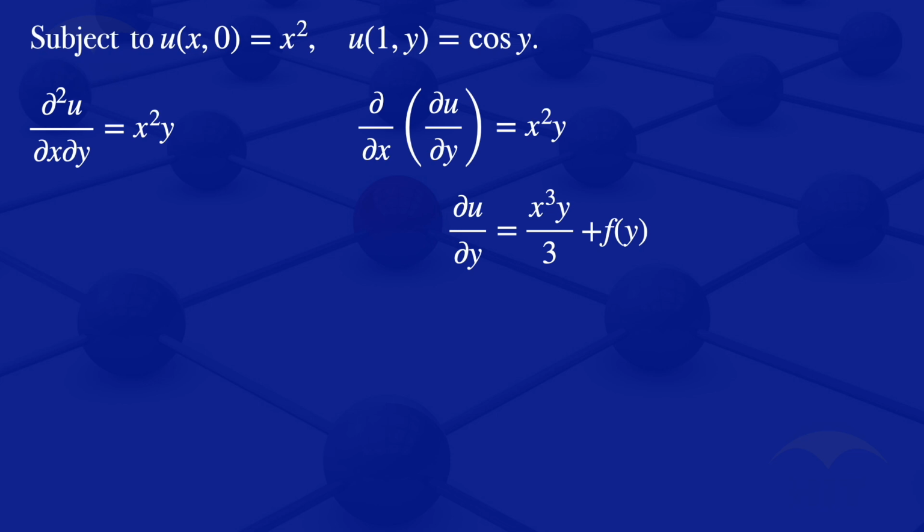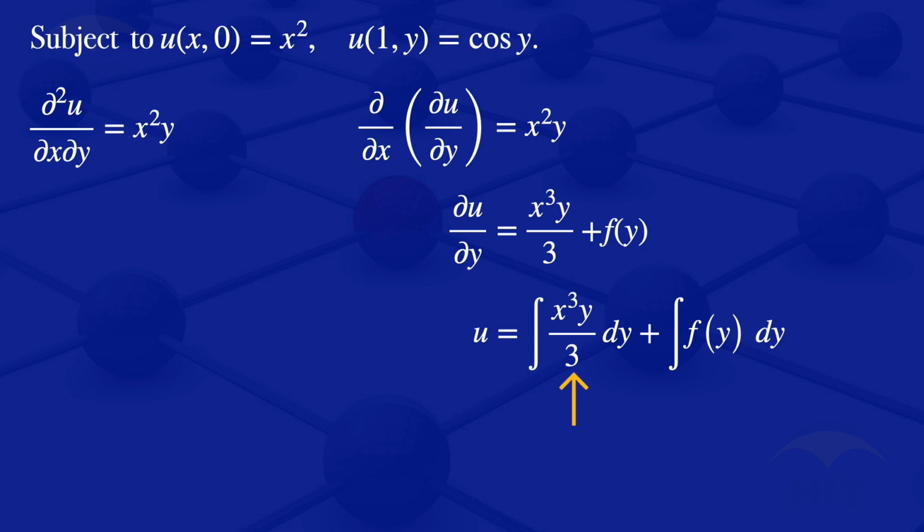Now when we are at this stage, we are having the partial derivative of u with respect to y. What we can do there is we can integrate both sides of this equation with respect to y so that we get a u. So what we would get there is our u is equals to the integral of x cubed y divided by 3 with respect to y plus the integral of f of y with respect to y. But when we integrate this first part here, x cubed y divided by 3 with respect to y, we are treating x as if it's a constant. So what we would have there is x cubed y squared divided by 6. Then plus the constant of integration.